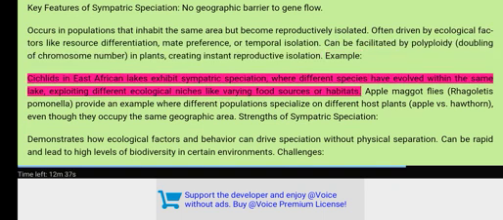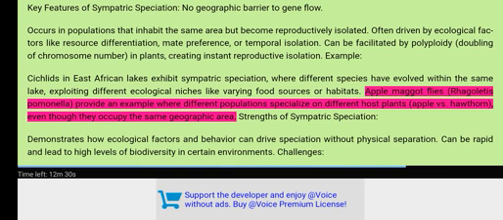Example. Cichlids in East African lakes exhibit sympatric speciation, where different species have evolved within the same lake, exploiting different ecological niches like varying food sources or habitats. Apple maggot flies, Rhagoletis pomonella, provide an example where different populations specialize on different host plants, apple versus hawthorn, even though they occupy the same geographic area.